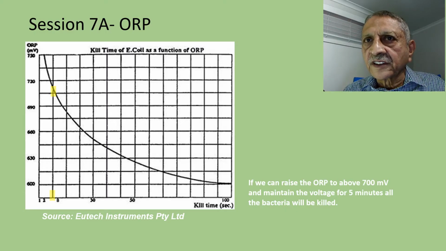This slide shows a relationship between the effect on E. coli of an ORP. If you look at the right side of the chart, that is at the x-axis, you find that at about 600 millivolts, the kill time, if at all, is about 100 seconds.